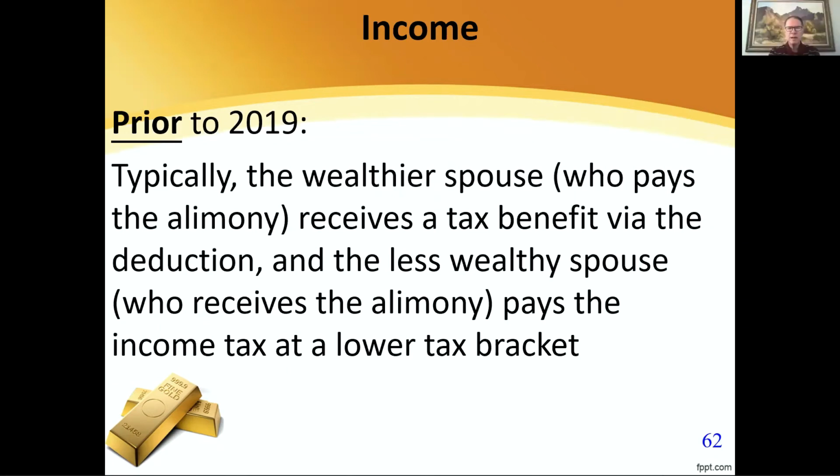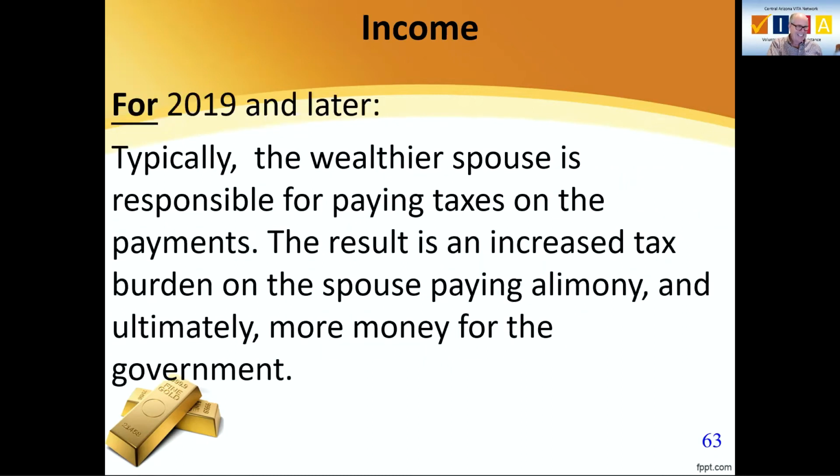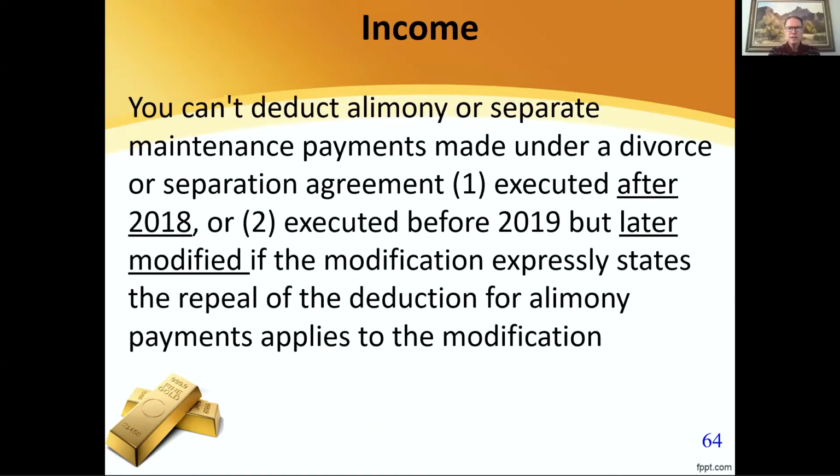So this is a slide that Jim talked about. And there's the next one, results of the increased tax burden. You cannot deduct alimony or separate maintenance payments made under a divorce or separation agreement executed after 2018, or if they were executed before 2019 but later modified. If you got divorced in 2018, or 2015, or 2010, and had alimony set up, but then in 2020 you modified it, you're now under the new rules for divorce. And that gets rid of alimony and separation maintenance payments for tax purposes.